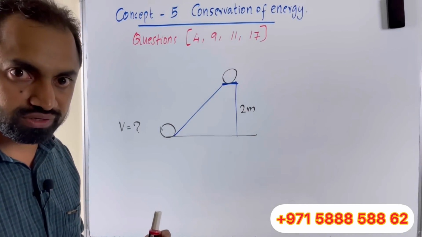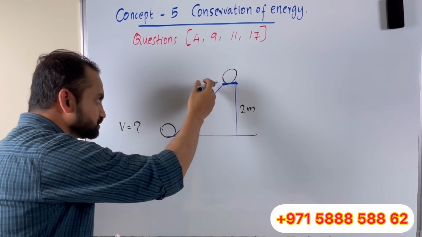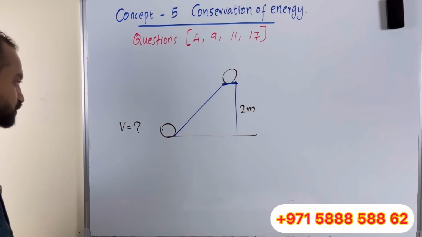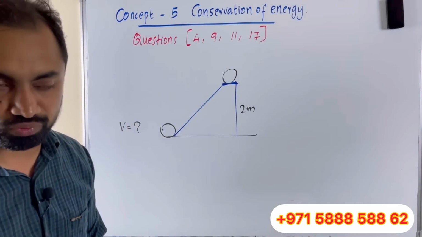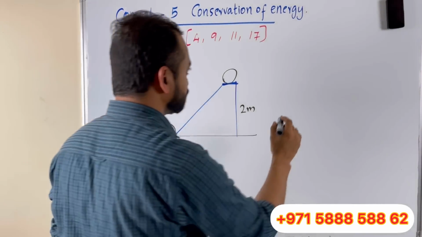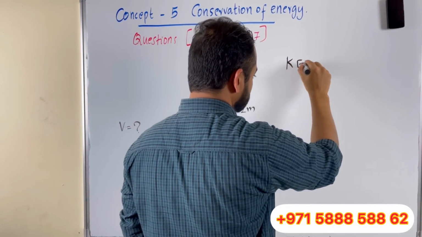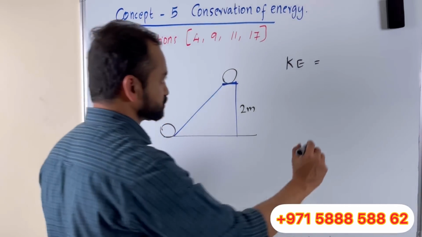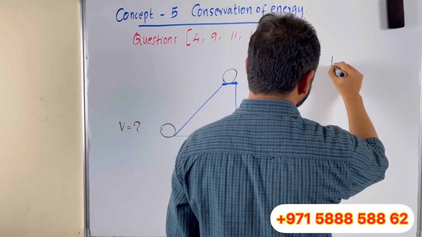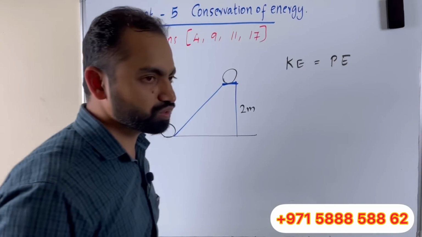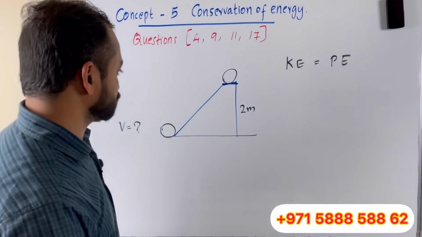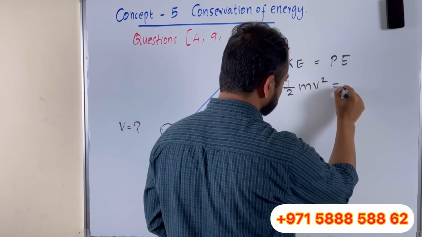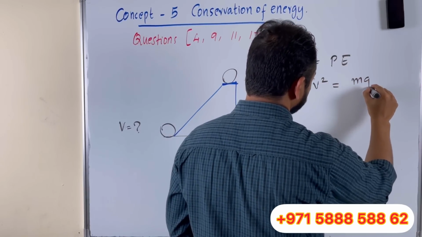The law of conservation of energy states that when the ball is rolling down, its potential energy decreases, right? That decrease in potential energy will be equal to the gain in kinetic energy of the ball. So when the ball reaches the bottom, it will have a kinetic energy KE equal to the decrease in its potential energy. Kinetic energy we write as half m v squared, which is equal to mg delta h.